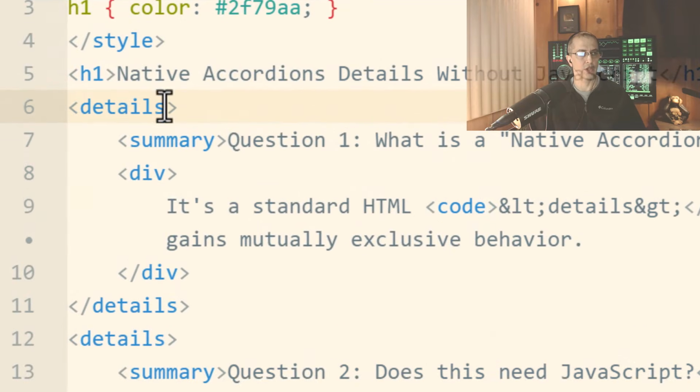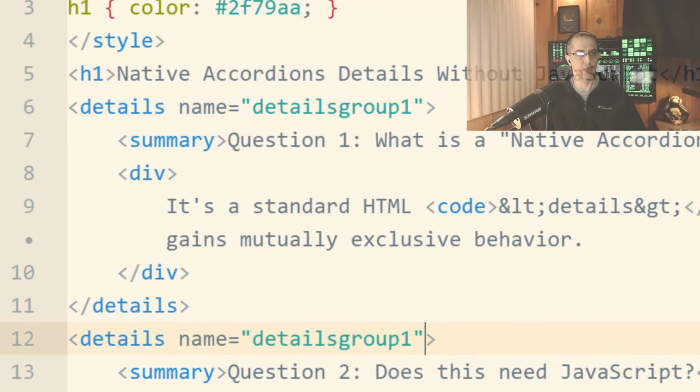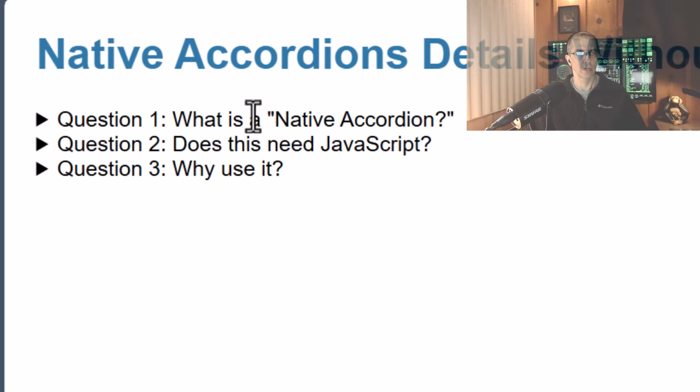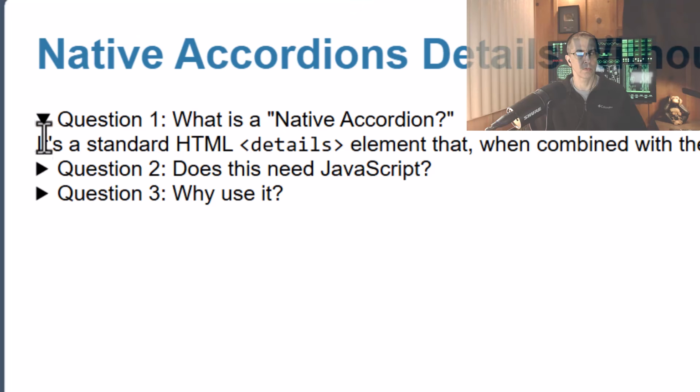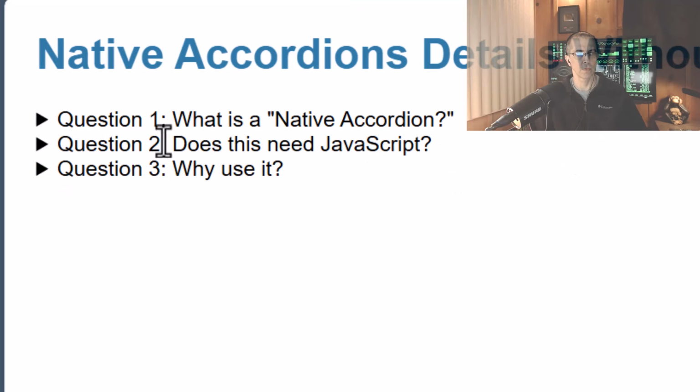You just go into your details element and you pop in a name group. And I just named mine details group 1. So each details element that I want in that group, I'm going to give that same name attribute and value. So all three have it now. Let's save, refresh. So now when one opens, previous ones should close. So you see? We have that working now.